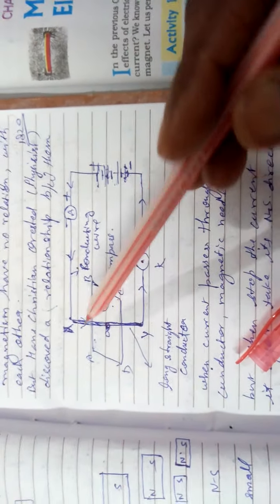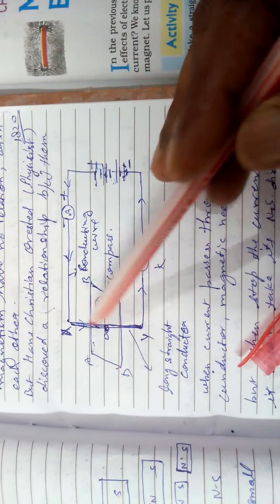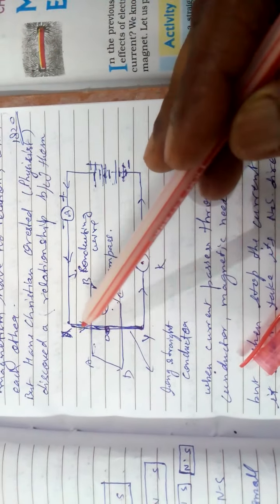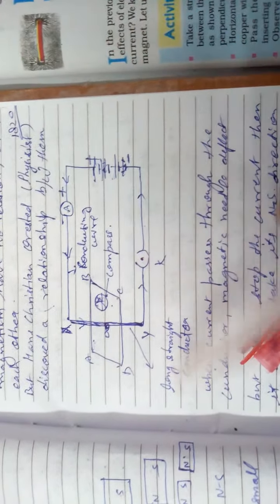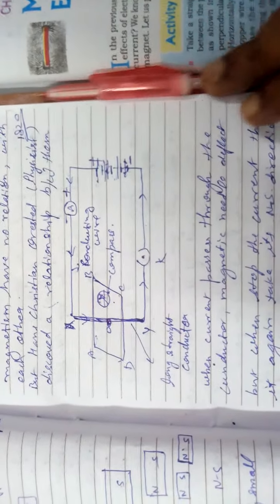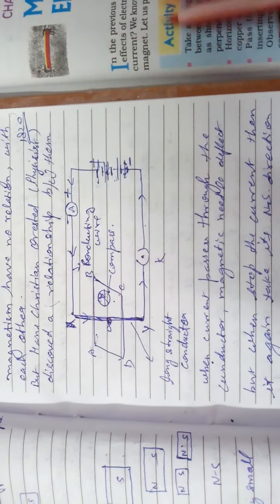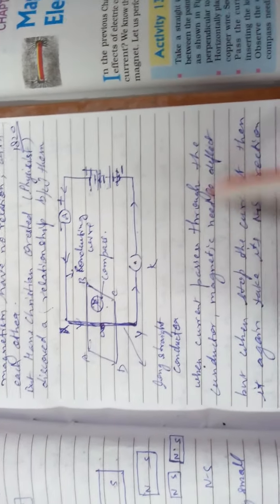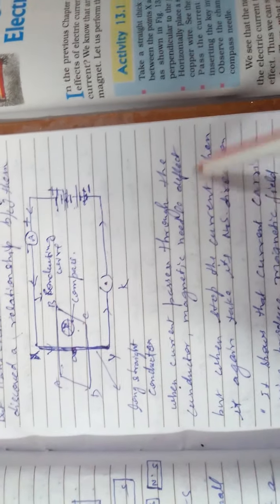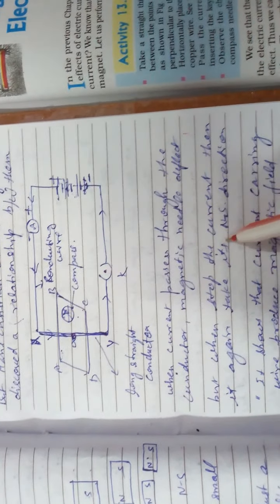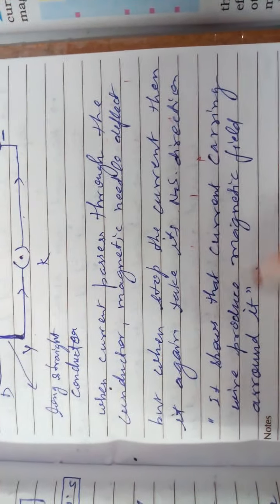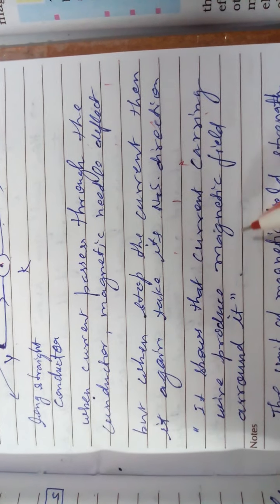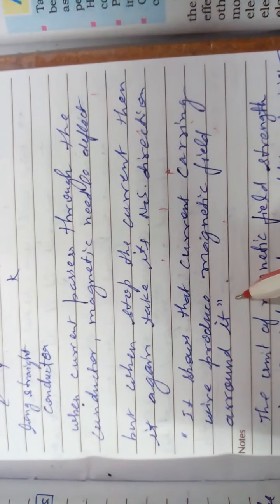So it shows that the electric current conducting wire always behaves like a magnet. So it is the relation between the current and the magnet. Current produces the magnet in the conducting wire. So when the current passes through the conductor, the magnetic needle deflects. But when they stop the current, then again it takes its same condition, north and south direction. It shows that the current carrying wire produces a magnetic field around it.